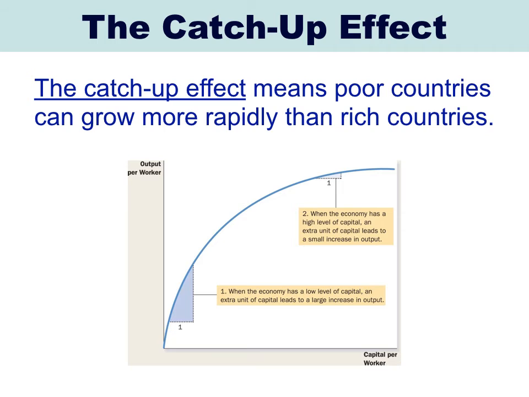Now, when we're actually adding capital to a country, because of the diminishing marginal product, we also have something called the catch-up effect. So the catch-up effect is a result of diminishing marginal product. And what it means is that poor countries can actually catch up to rich countries. Right? Adding more capital to a rich country is not going to do anything.